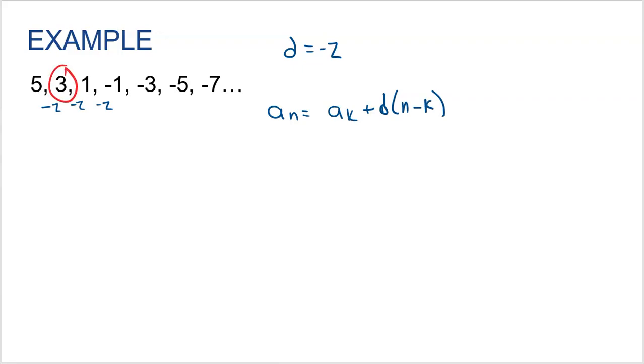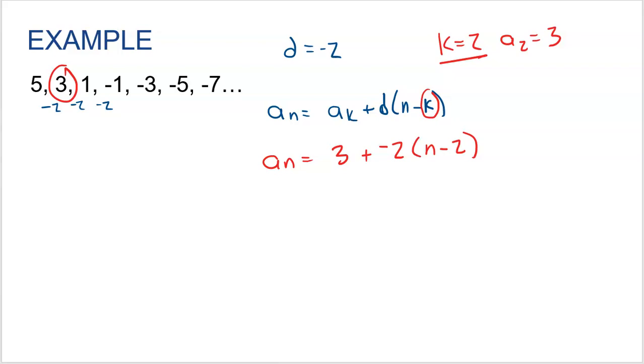This time I'm going to use the second term. All right, so I'm going to use a k value of 2, and I know that the second term is 3. All right, here I go. The kth value is 3 plus the common difference of negative 2 times n minus 2. Again, k is the term I'm using. I'm using the second term, and the value of that term is 3. Alrighty then, just distribute here. That's going to be a negative 2n and a positive 4. Combine like terms, I get negative 2n plus 7.